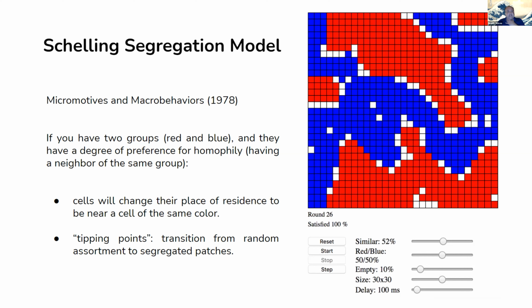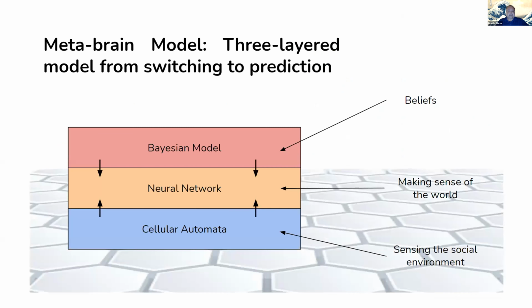If we can just do it with simple rules, that's one thing, but can we add in other layers of processing that might give it some more, we can play around with where the tipping point happens, or maybe the agents are thinking about things. So in this Metabrain model, we propose that there's maybe a three-layer model. And I think this shows kind of how this might work.